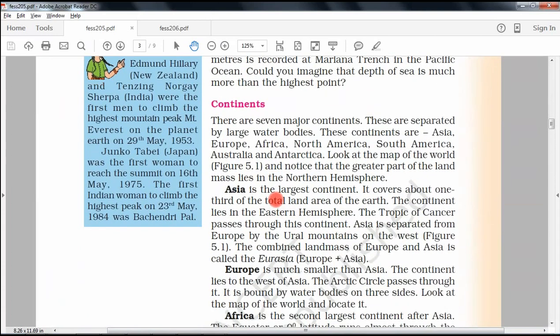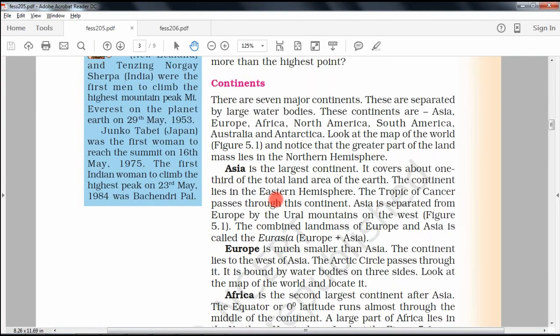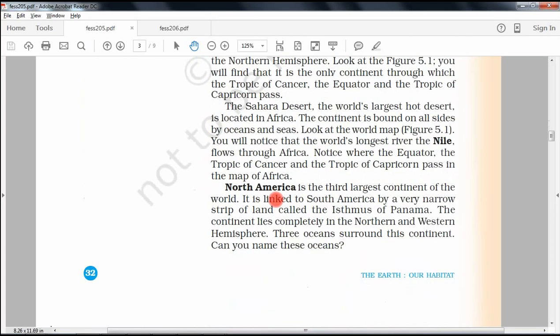So what are continents? There are seven continents in the world. These are Asia, Europe, Africa, North America, South America, Australia, and Antarctica. So we will look at the map again to know about these continents.